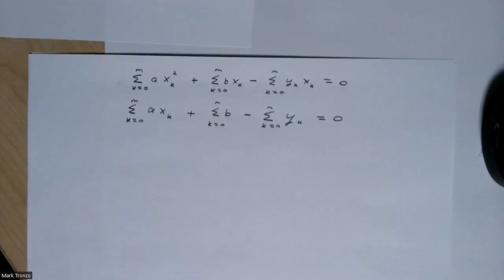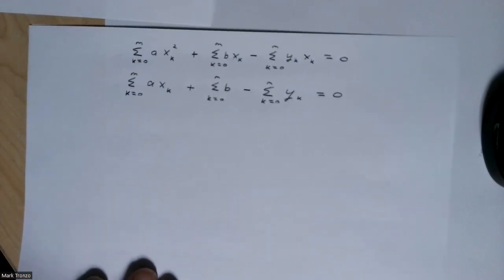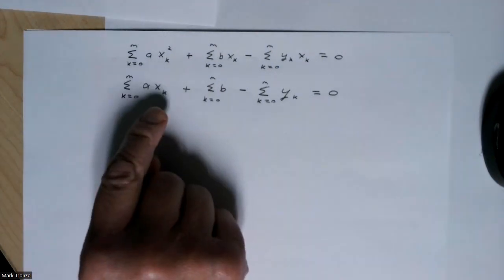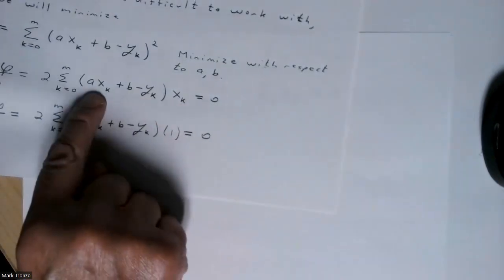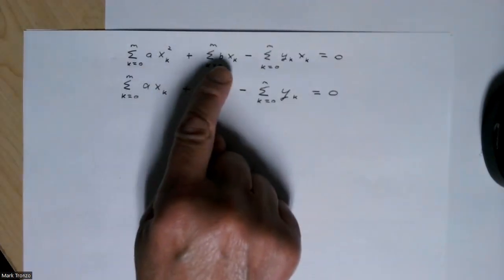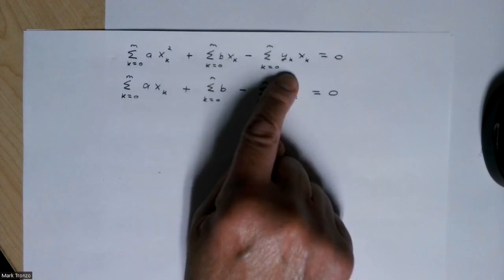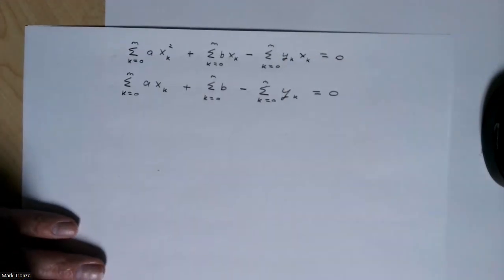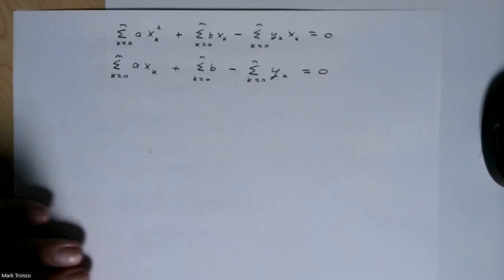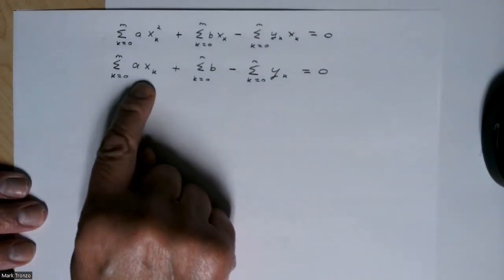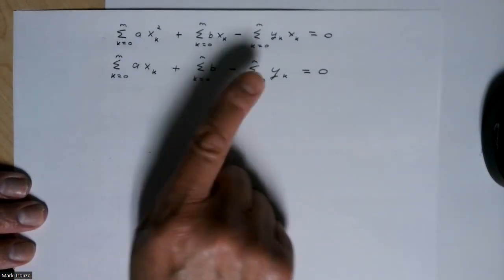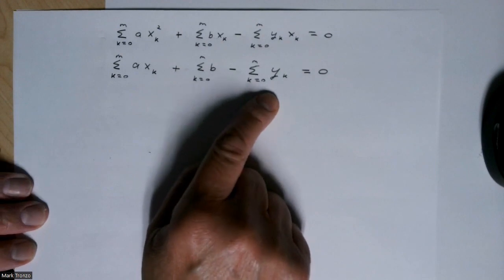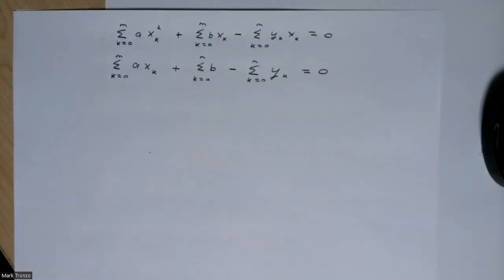So when I did that, I got this right here. Again, I multiplied the xk, got xk squared, b xk, yk xk. And then down here, this is just a xk, b minus yk, etc. And so we're making a lot of progress here.